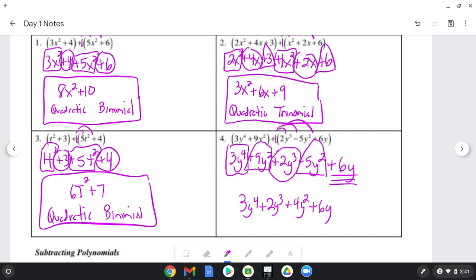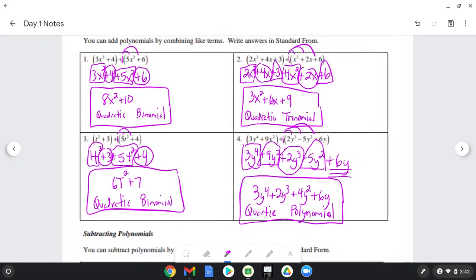And if it asks you to tell me what the name of that was, well, I see something to the 4th power, so I know that that's called quartic. And I see that there's 4 terms there. So 4 terms we call a polynomial. So that would be my answer, a quartic polynomial. So that's all my adding.